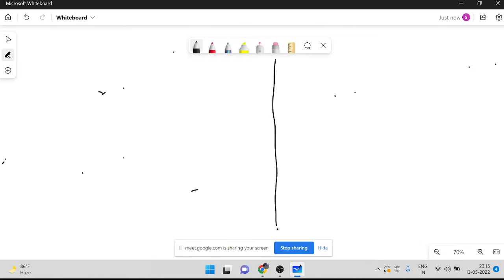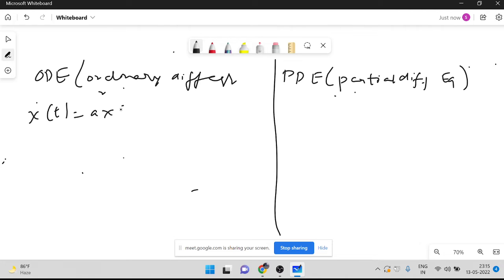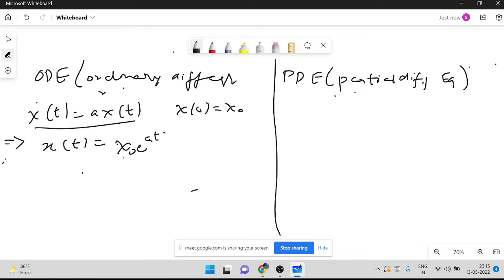Okay, so I was basically explaining that we have an ODE, ordinary differential equation, and a PDE, a partial differential equation. So let us say you have an ODE x dot of t is equal to a x of t and x of 0 is equal to x naught. So say you solve this ODE. You have the solution x of t is equal to x naught times e power at. A is a scalar obviously. Okay, so this is one solution.